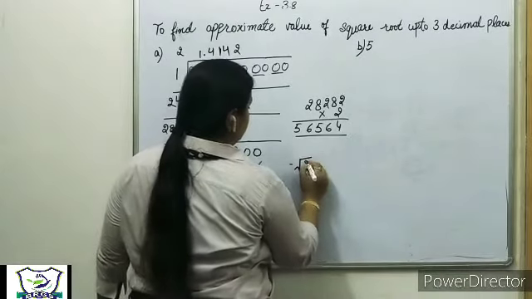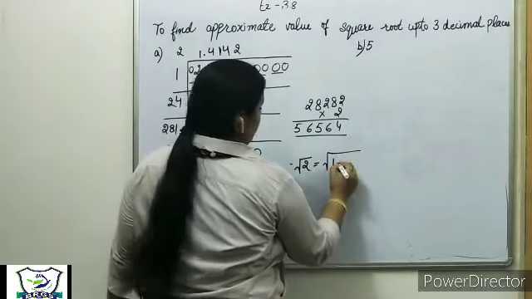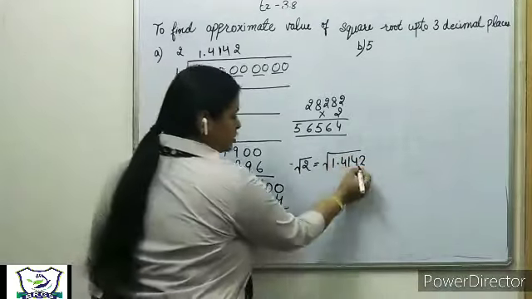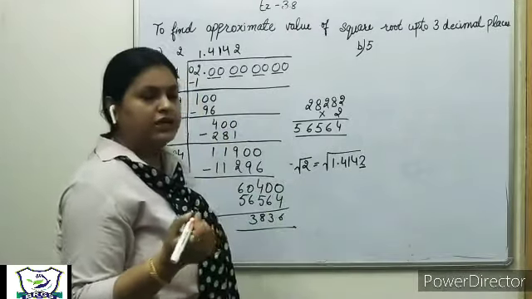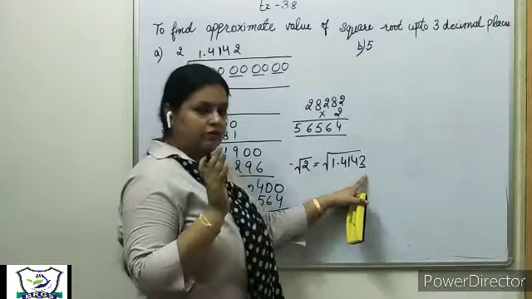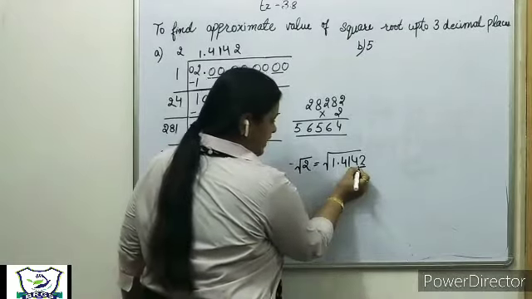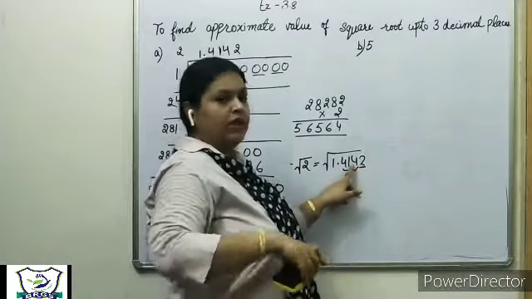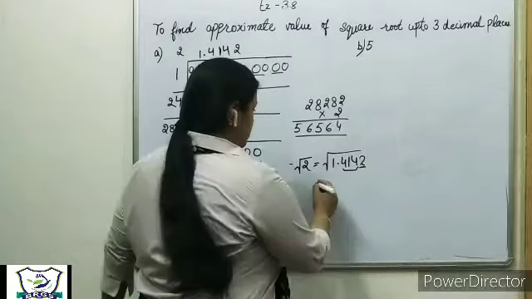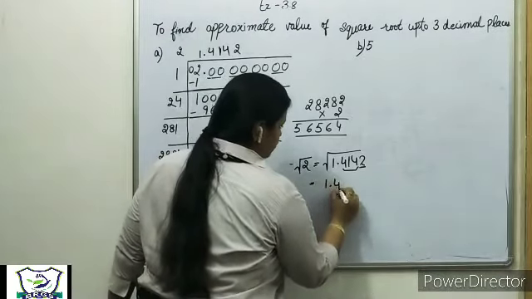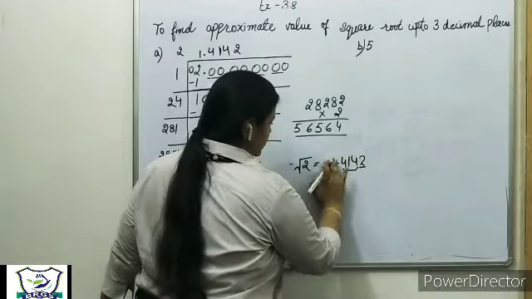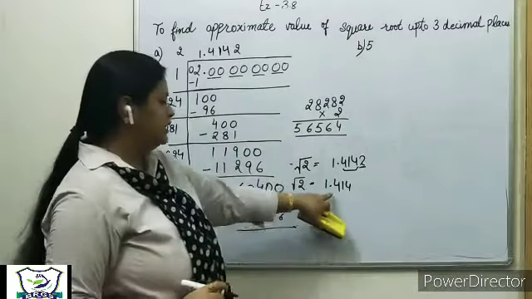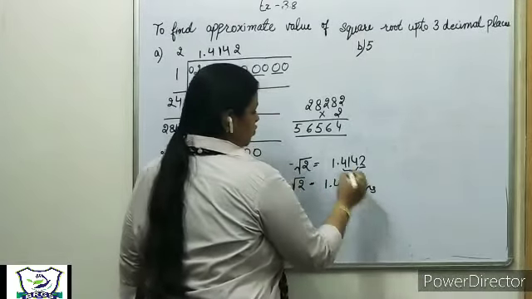So square root of 2 is 1.4142. We have calculated till 4. Focus on this fourth digit. This fourth digit is less than 5. So if it is less than 5, we will take these 3 digits only. क्योंकि अगर ये 5 या 5 से बड़ा होता तो हम 4 को ऐड करके ये नंबर ड्रॉप कर देते. So answer is 1.414. Square root of 2 up to 3 decimal places is 1.414.